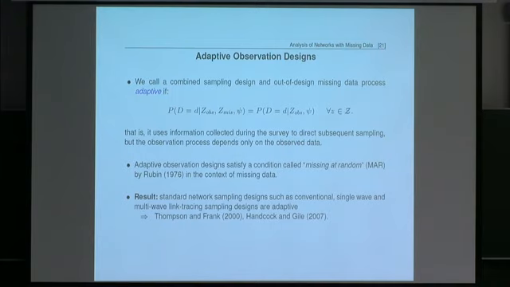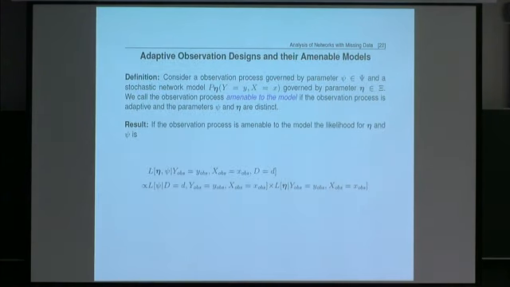So the result of all of this is that we can look at standard network sampling designs, such as conventional single wave or multi-wave link tracing sampling designs, as adaptive. And that allows us to create a sort of parallel term for ignorability for network models, which Gile and Handcock lay out in their 2010 paper. And this is called amenability.